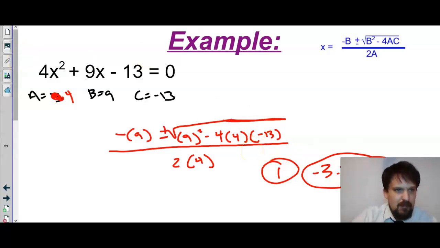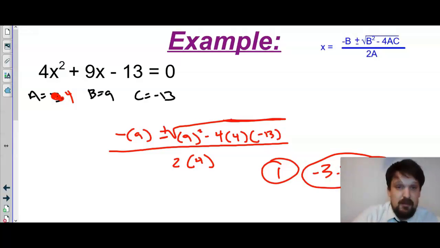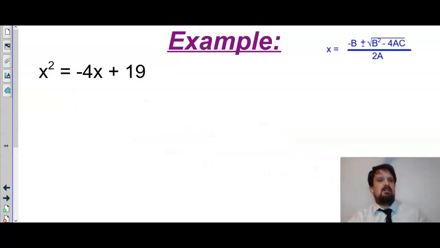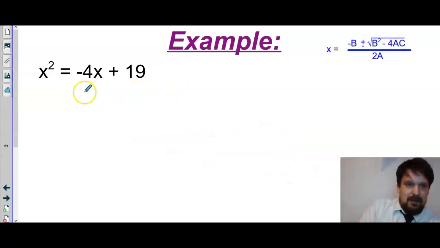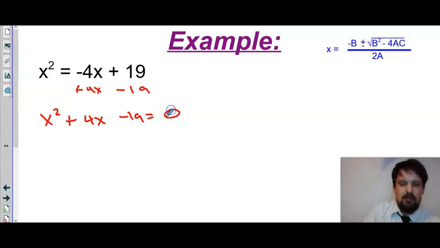Okay, so let's do another example just to make sure we get it. The hardest part on this assignment is just making sure you type it into your calculator correctly, in all honesty. So make sure you take your time when you're plugging it into your calculator. I am not in standard form right now, so I have to add the 4x and subtract the 19 on the other side. So I get x squared plus 4x minus 19 equals 0. So a is 1, b is 4.